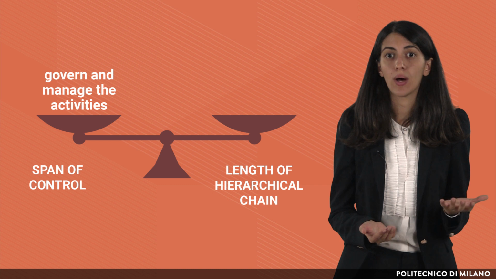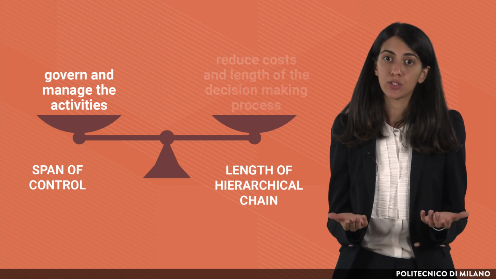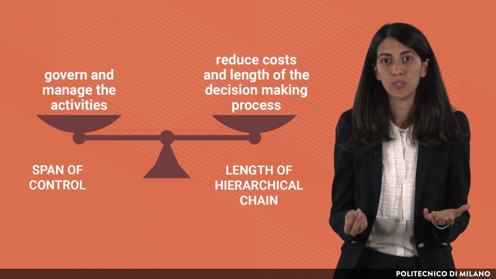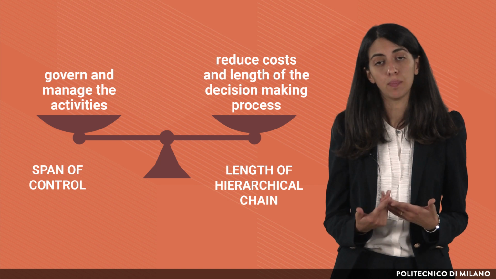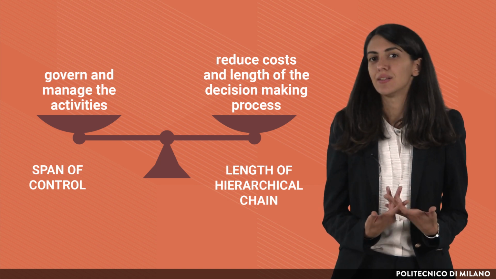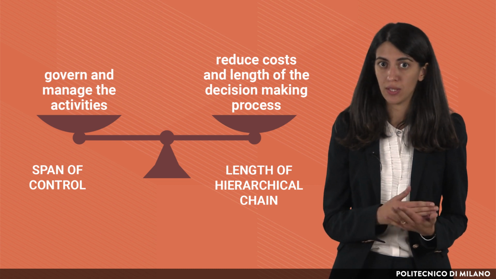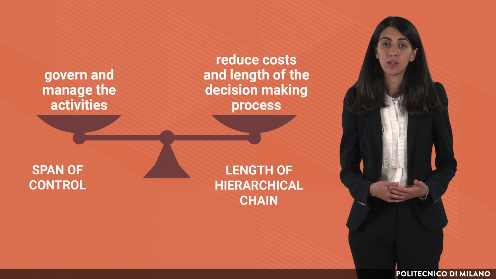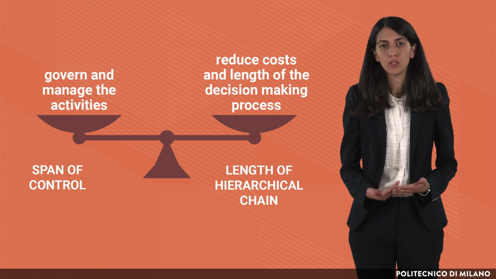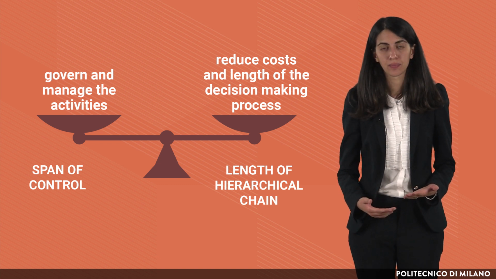The main decision to take is to balance, on one hand, the need to have a span of control that allows us to govern and manage the activities, but at the same time a length of the organizational chain that reduces as much as possible the cost of the structure and the length of the decision-making process. In fact, the more hierarchical levels we have, the more supervisors we have and the more supervisor salaries we have to pay. Moreover, if the hierarchical chain is long, the decision-making process will be slower because of the potential need to consult all the levels of the chain.